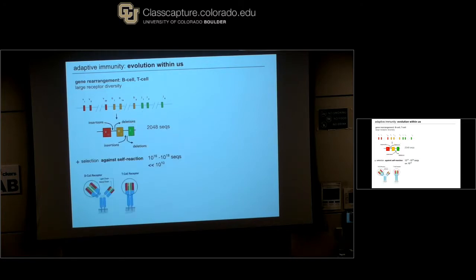On top of that, you even further diversify this by insertion and deletion at the junctional regions of these V, D, and J. And basically, you add some selection against self-reaction to your self proteins because you don't want to attack yourself. And as a result of this insertion, deletion, and selection, you get something around 10 to the 16 or 10 to the 18 sequences. That's much smaller than the number of B or T cells we have in our body. So our repertoire is undersampling what could be produced by the adaptive immune system.